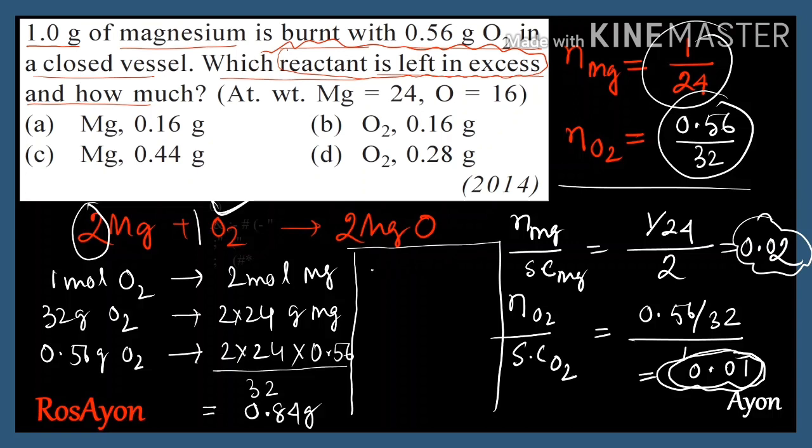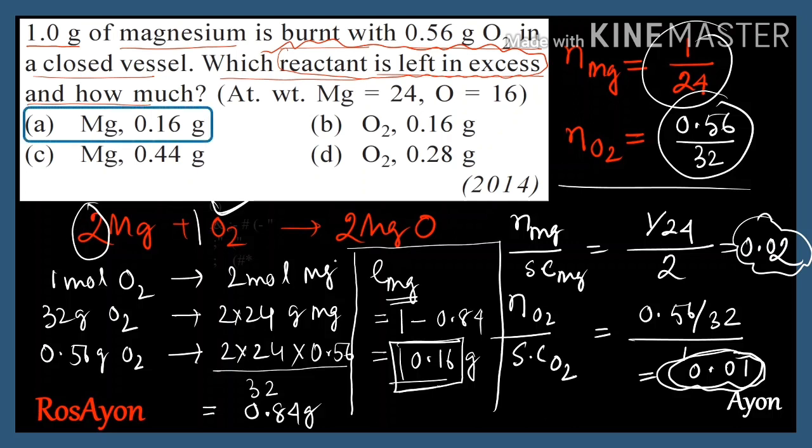So the amount of excess magnesium is equal to: you supplied 1 gram magnesium and 0.84 gram reacted, that is equal to 0.16 gram. So here the excess reagent is magnesium. So which one is excess? Magnesium. And how much? 0.16 gram. Clear? So the right answer is option A.